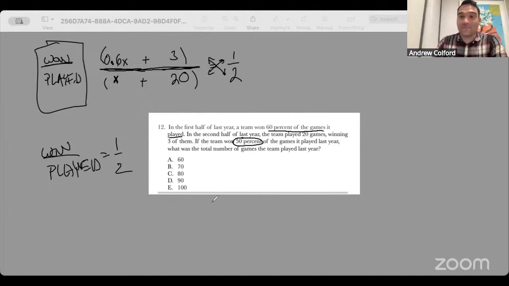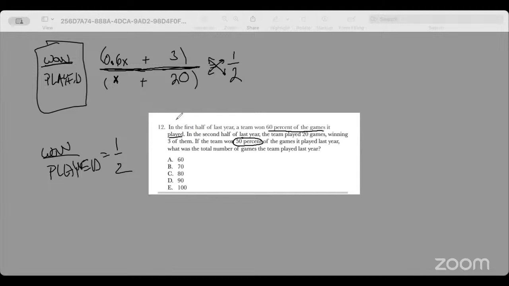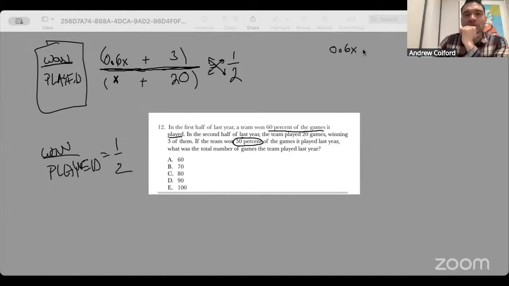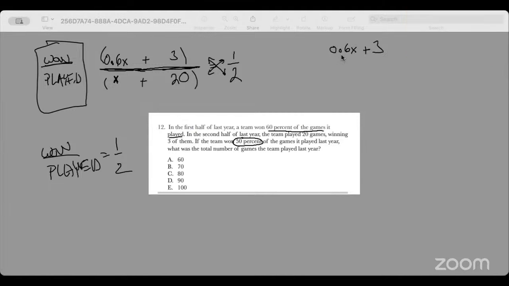I have another question. Why could you add x plus 20 instead of doing it 0.6x over x plus 3 over 20? Why can you just put them both on the numerator and denominator and combine them if you don't know what the denominator is for x? So just to repeat what you said: why can you combine the numerator and denominator if you don't know that x equals 20?